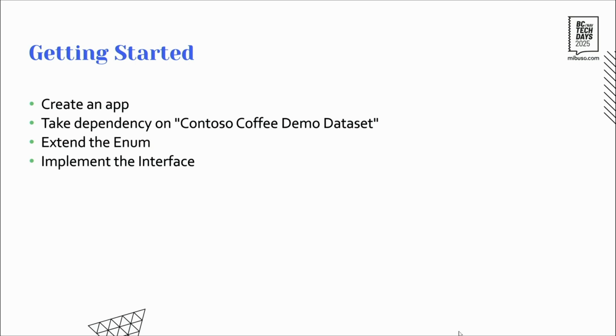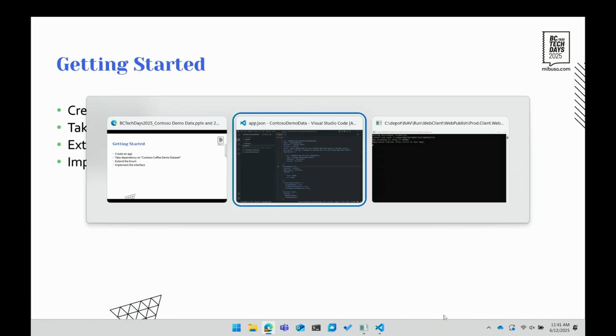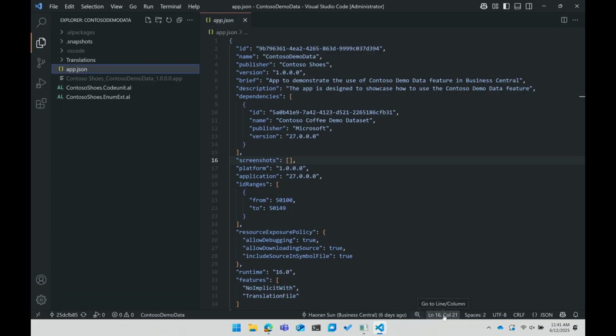To get started, it's very straightforward. Create an app, take a dependency on Contoso demo data, extend the enum and implement the interface. I will swap into the code. Just quickly check. Super, it looks all right. So here I have a fairly blank app. I have to admit, I cheated a bit. We're not going to do live coding here. All the code I have coded beforehand.